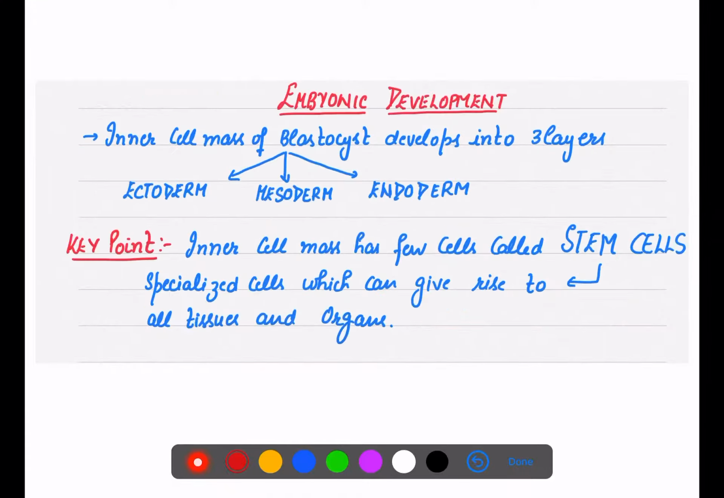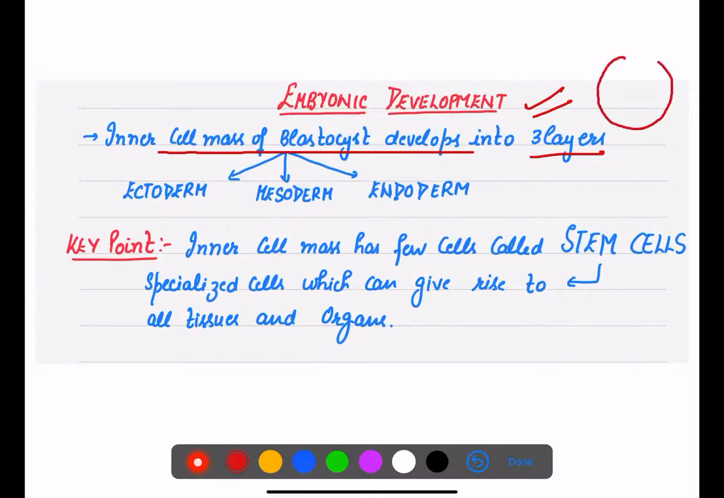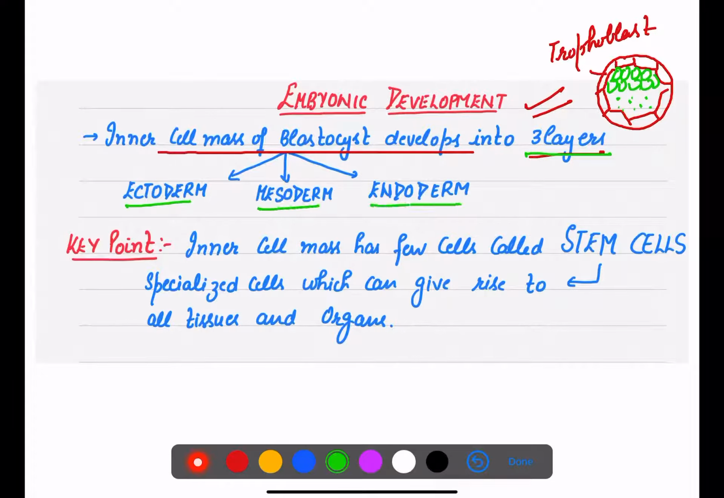Now if we talk about embryonic development, yesterday we discussed the layers of the blastocyst, if you recall that structure. The outer layer was the trophoblast, or we call it the trophectoderm, and there was the inner cell mass, and here was the blastocoel. The inner cell mass of the blastocyst develops into three layers: ectoderm, mesoderm, and endoderm.